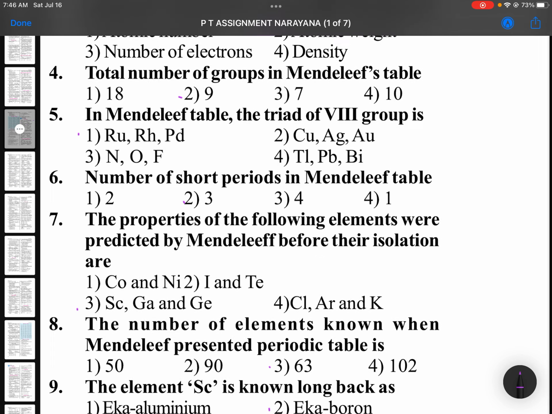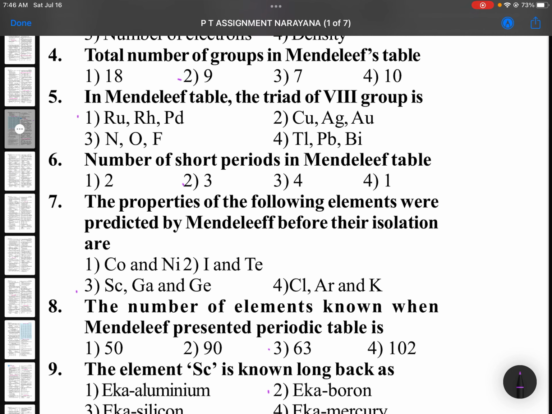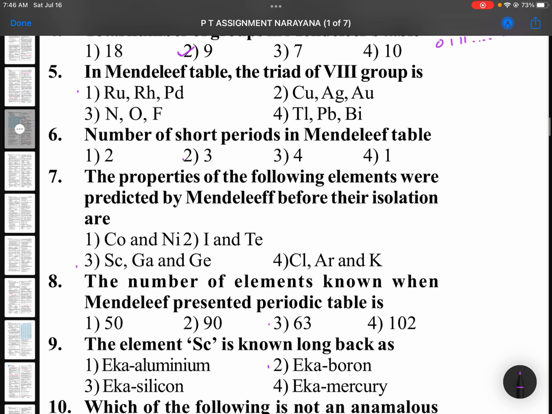Correct. Total number of groups of Mendeleev table are 9, those are 0, 1, 2, up to 8. In Mendeleev table, the triad of 8th group is ruthenium, rhodium, palladium. Nickel, palladium, platinum, iron, ruthenium, osmium, cobalt, rhodium, iridium. All these are of 8th group.